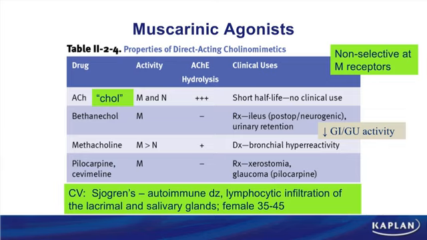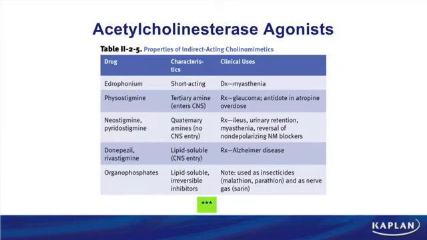The other use for pilocarpine is glaucoma. Formerly, this was an important use for this drug. Today, we have a lot of other glaucoma medications that we actually prefer over pilocarpine, but that's still an indication for this drug. This table looks at our acetylcholinesterase inhibitors.